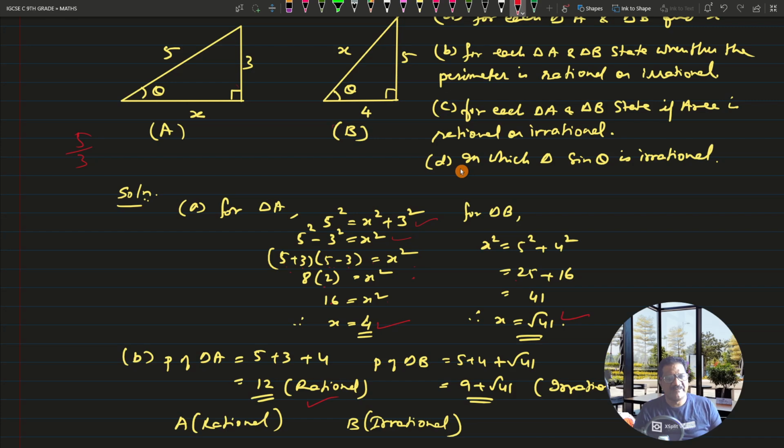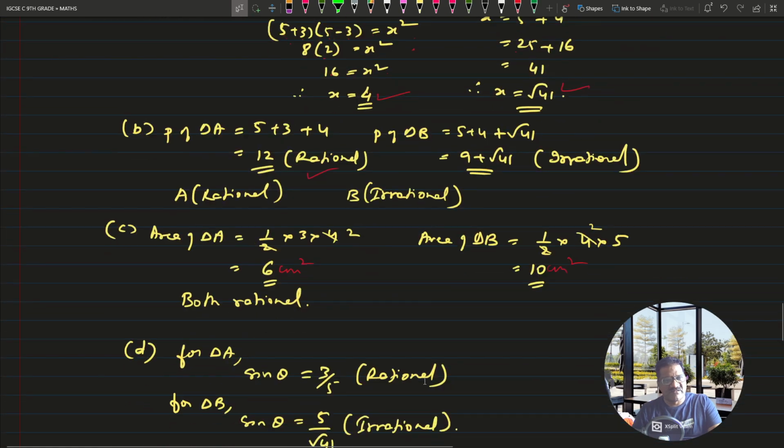And for triangle B, the sine theta will be opposite upon hypotenuse. So, it will be 5 upon x. But x is root 41. So, 5 upon root 41 is the sine theta. And 5 upon root 41 is nothing but an irrational number.